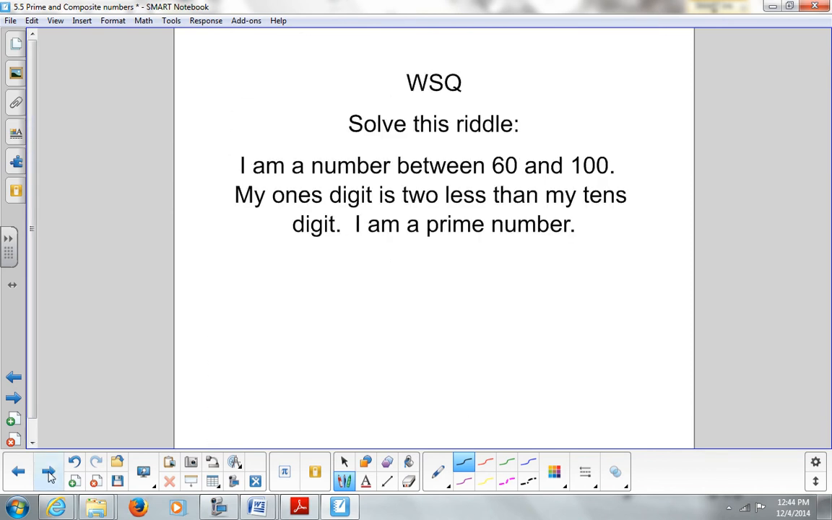Your WSQ for tonight is to solve this riddle. I am a number between 60 and 100. My 1's digit is 2 less than my 10's digit. I am a prime number. Okay, so you're going to list the prime numbers between 60 and 100 and figure out if you can figure out this riddle. I will see you in the morning.